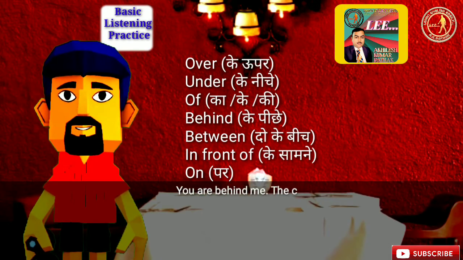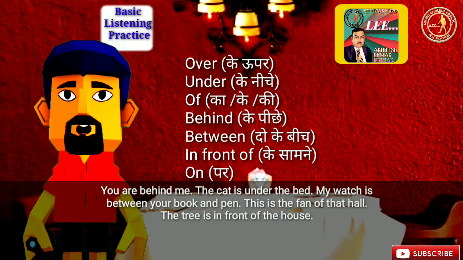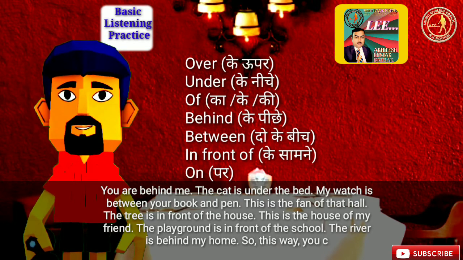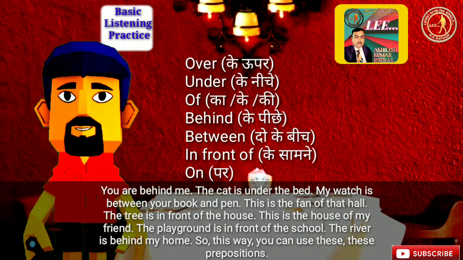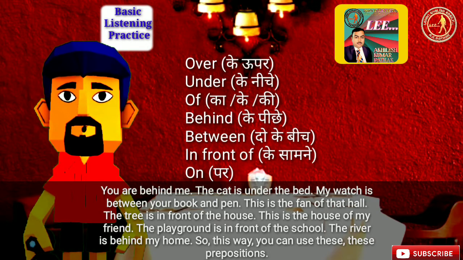You are behind me. The cat is under the bed. My watch is between your book and pen. This is the fan of that hall. The tree is in front of the house. This is the house of my friend. The playground is in front of the school. The river is behind my home. So this way you can use these prepositions.